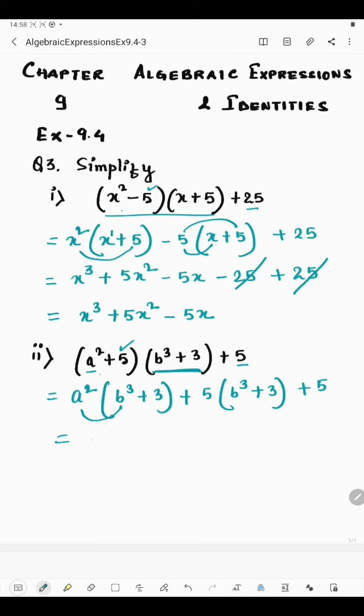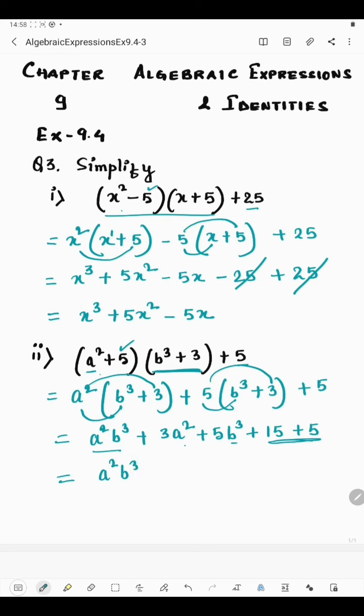Now this into this: a square into b cube is a²b³, plus a square into 3 is 3a², plus 5 into b cube is 5b³, and 5 into 3 is 15, plus 5. Now here a²b³, 3a² and 5b³ are all unlike terms, right? And these two constants are like terms, so we can add these two and the rest will remain same. So a²b³ plus 3a² plus 5b³, and if you add these two you will get 20.